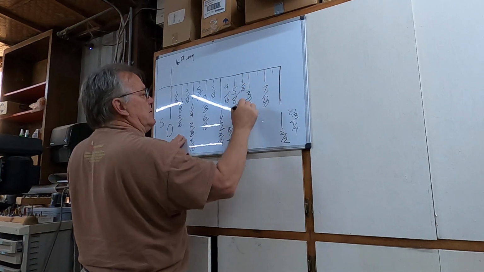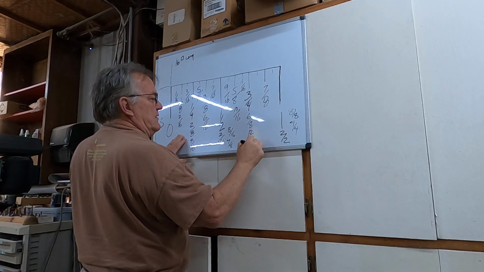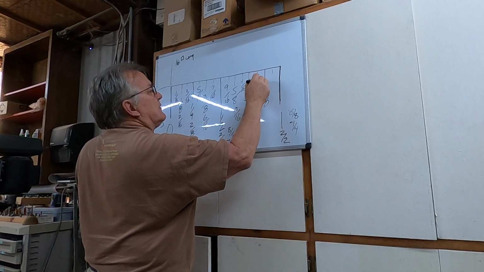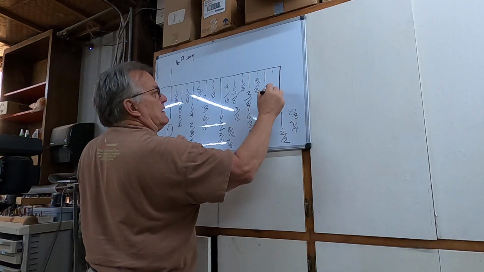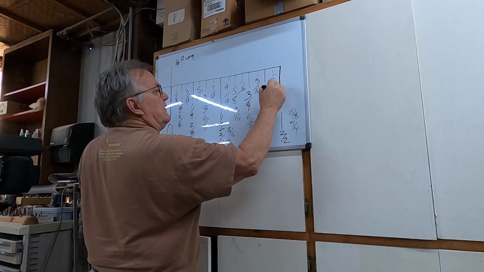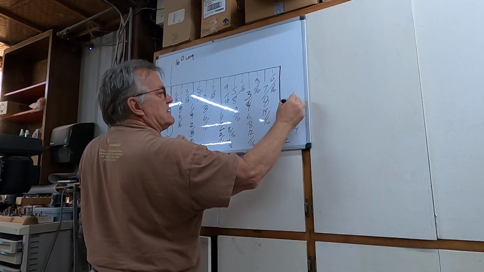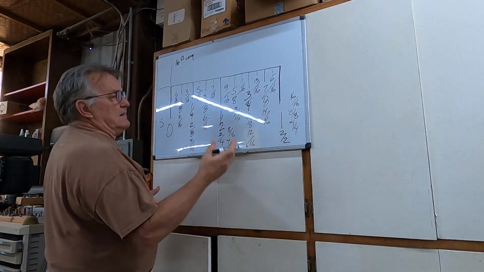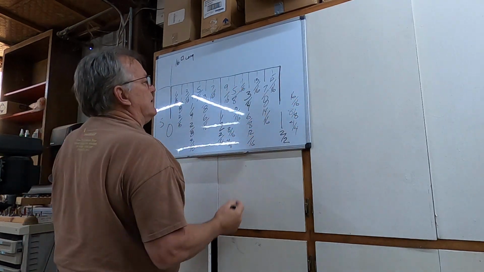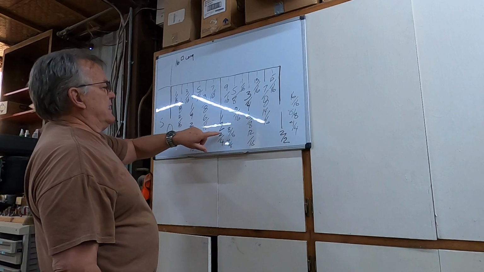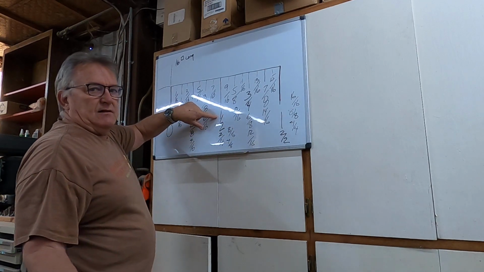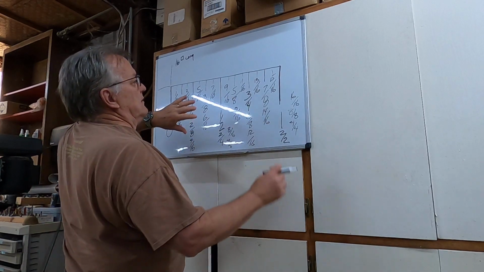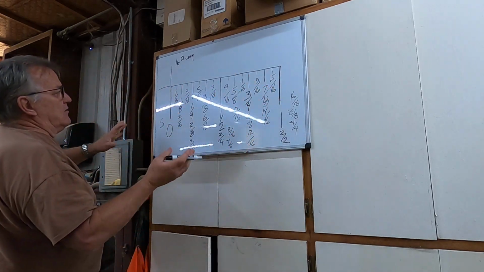11, 12, 13, 14, 15, and then over here 16 over 16 is the same thing as 1. But you need to understand that 8/16 is also a half. That's pretty simple. Okay, but that's how this works, and that's how it was set up.